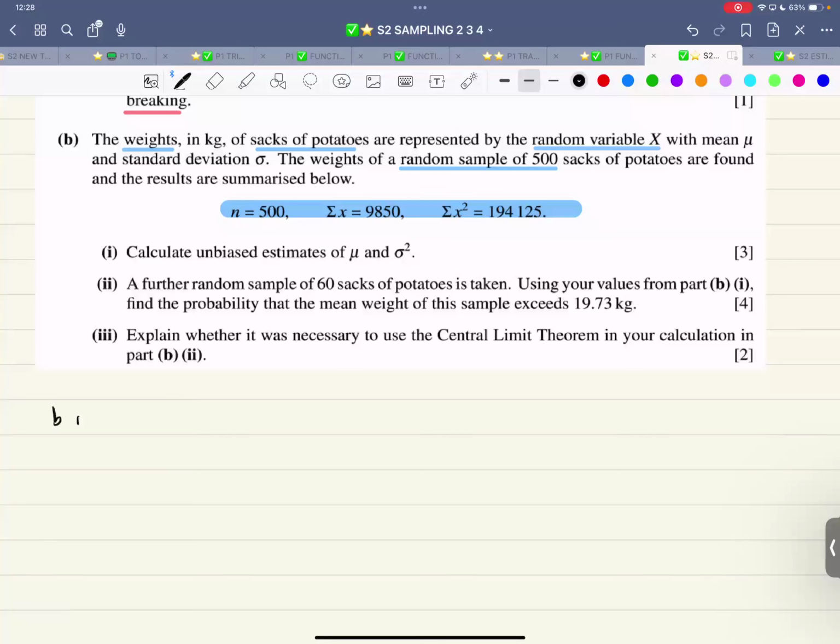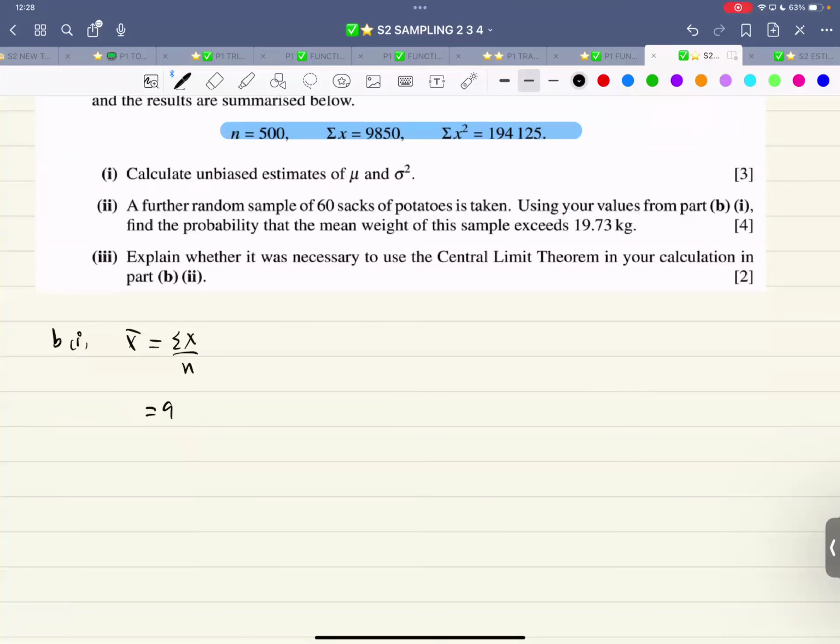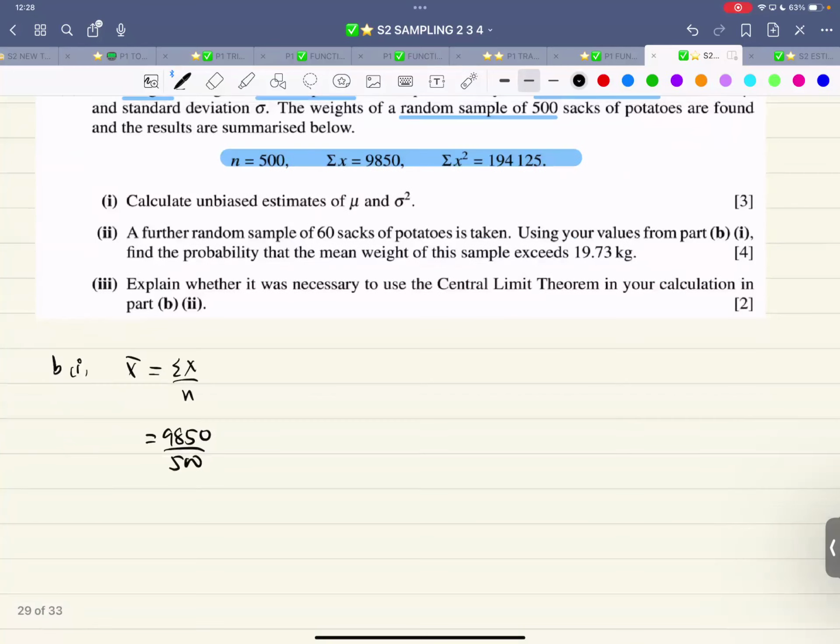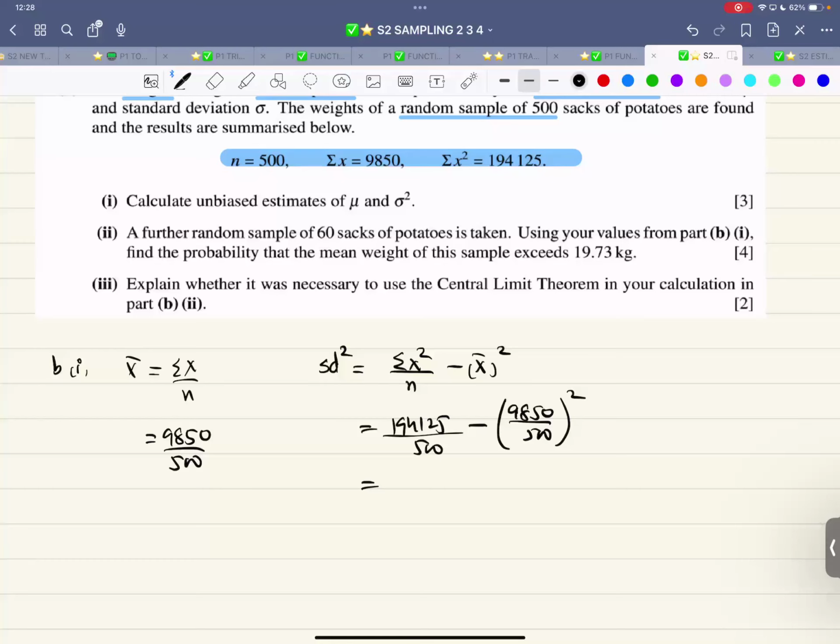The very first part, B part 1, X bar, that is sigma X over N, which is 9850 divided by 500, whatever the answer comes out to be. Now the sample variance, that is sigma X square over N minus X bar square. That is 194125 divided by 500 minus X bar, which is 9850 over 500, squared. And this is the next thing.